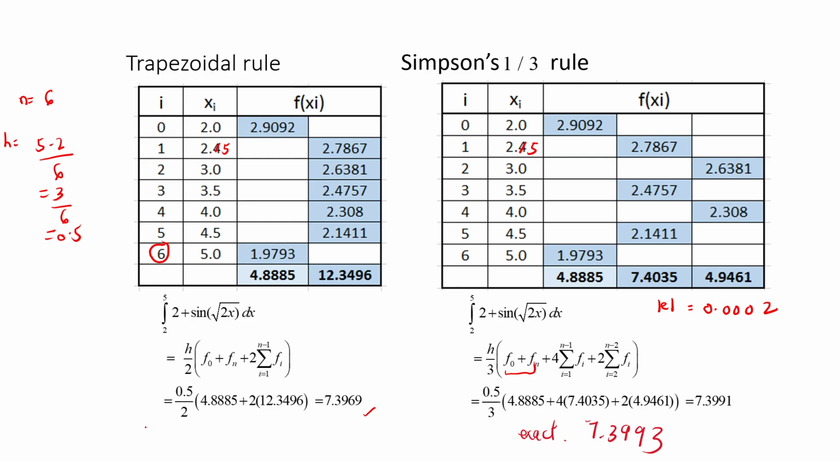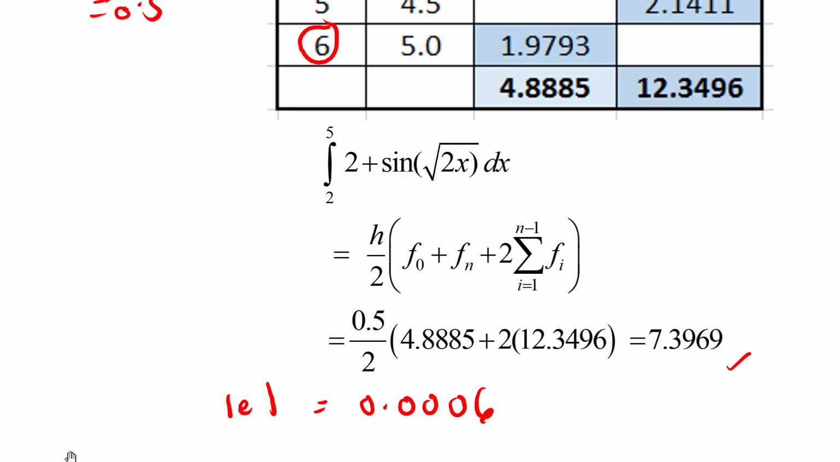0.0002. Okay, compared to the absolute error using the trapezoidal rule, which is 0.0006, no, greater than that. Erase it. This is wrongly calculated, not 0.06, but greater than this, 7.3969. How to get it? How to make it smaller?